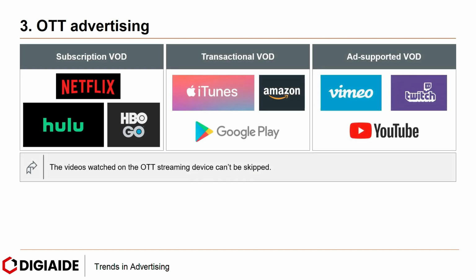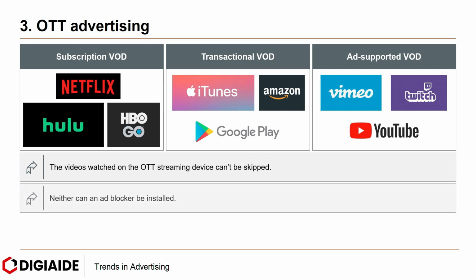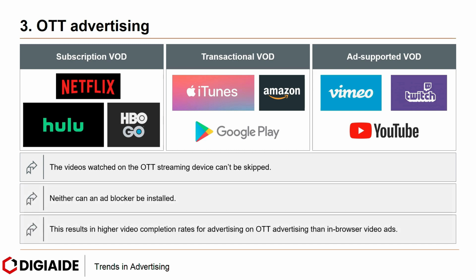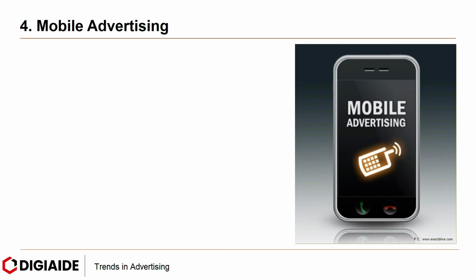The videos watched on the OTT streaming device can't be skipped, neither can an ad blocker be installed. This results in higher video completion rates for advertising on OTT than in browser video ads. Moving on to the 4th trend of mobile advertising.